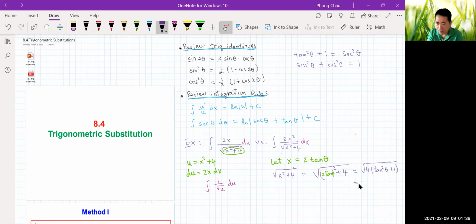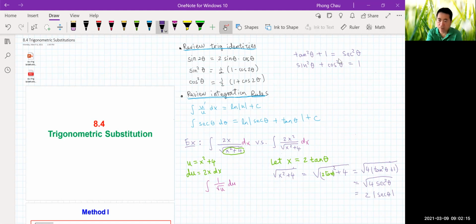And you can see that becomes the square root of 4, and tangent squared plus 1 is secant squared. You see now we have the perfect square inside the root. Square root of 4 is 2. Square root of secant squared is actually the absolute value of secant theta. Square root of a square is the absolute value, and unless we know secant theta is positive, we can drop the absolute value bar. So that's what we use here.